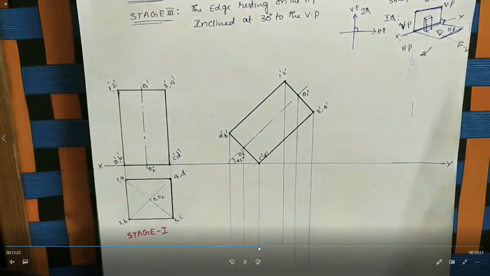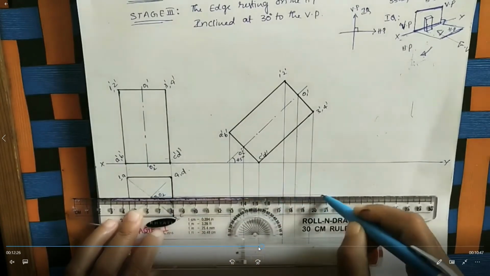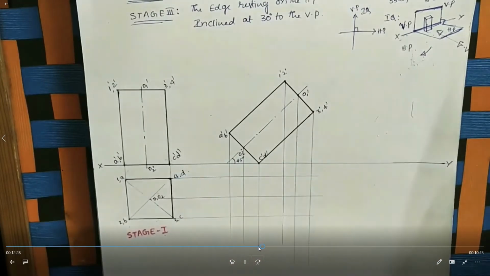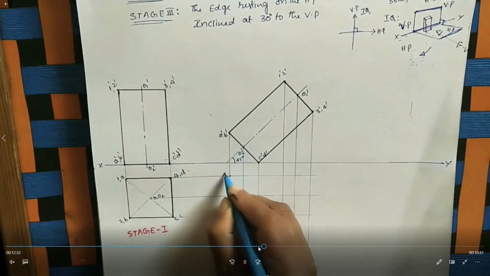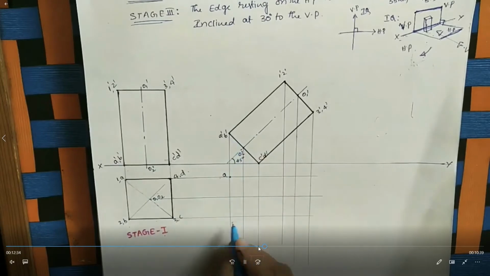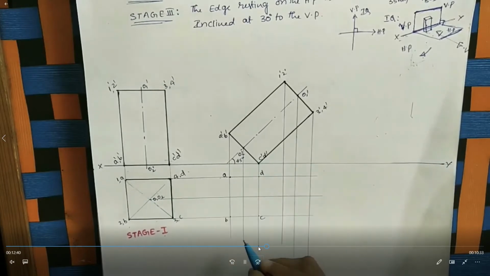Okay. Inclination front view to below reference line, first stage top view to that. Where those lines intersect, you identify the points A, B, C, D. Okay. Next.